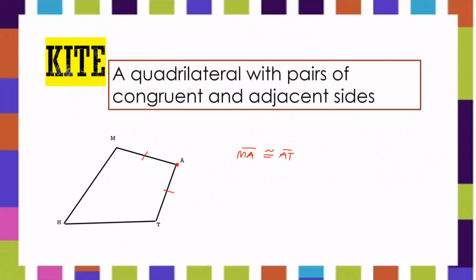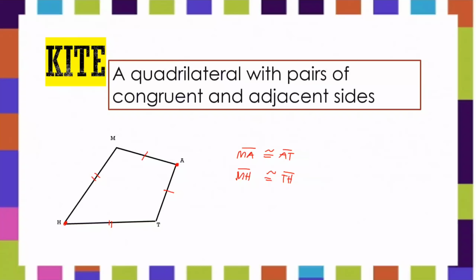Okay. Another pair is side MH and side PH. So, MH is congruent to PH. And they are also adjacent since they share a common vertex, H. Okay. So, a kite has two pairs of congruent and adjacent sides.